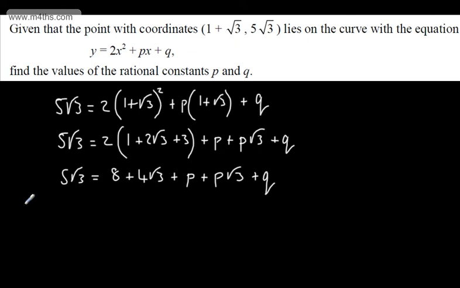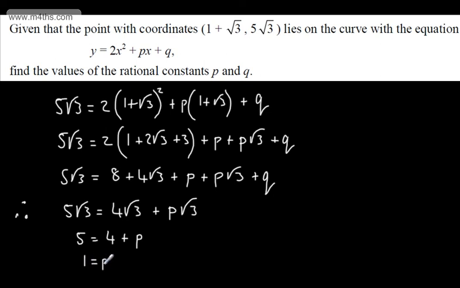Therefore, if I just consider equating the rational and irrational parts, I can see from here that 5 root 3 will be equal to 4 root 3 plus p root 3. So that tells me now that if I divide, well, I could subtract the 4 root 3 if you like, or just divide through first by root 3. 5 will be equal to 4 plus p. So we can see from this now that p will be equal to 1.